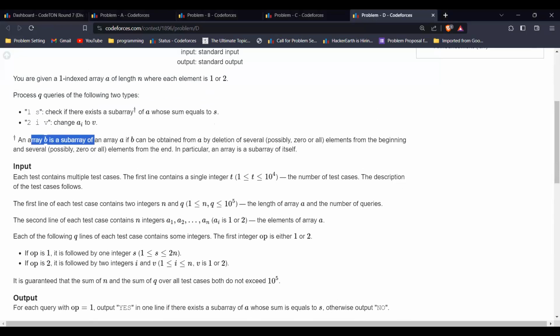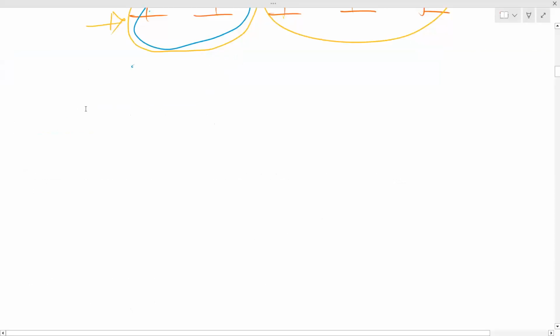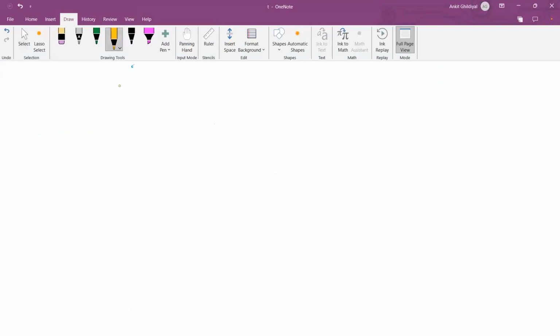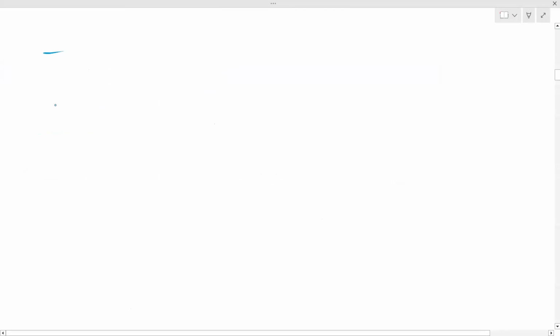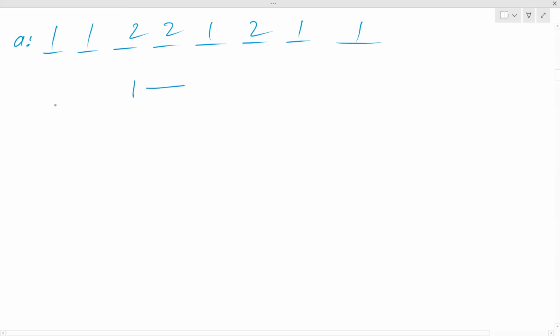Now this problem just requires observation, and after that it's really easy to solve. Let's say this is our array A and it only has ones and twos. Now we don't actually have to perform, but we have to compute two types of queries. In the first query, we have to check whether or not there exists a subarray which has a sum of S. And in the second query, we have to update A I with V, right?